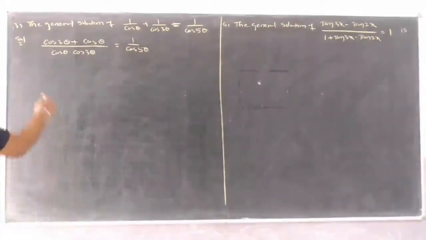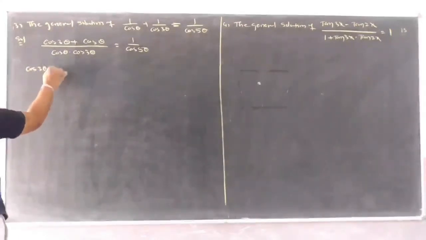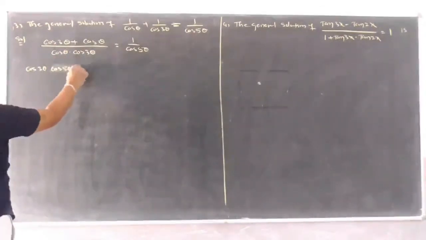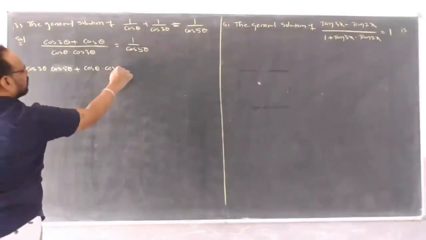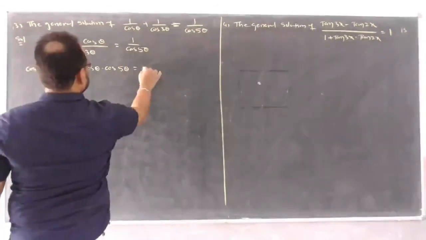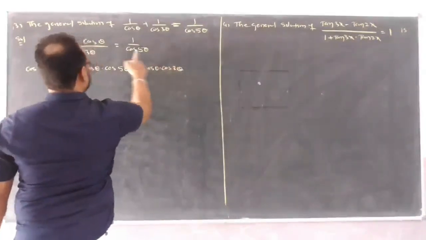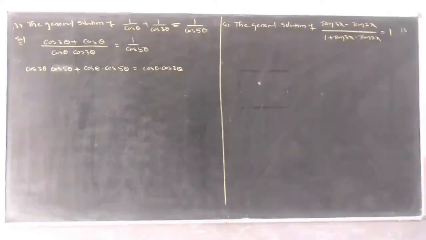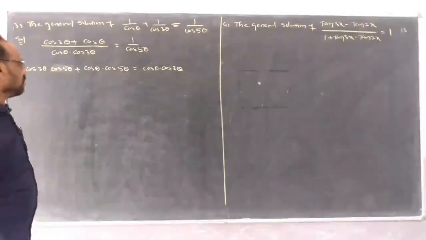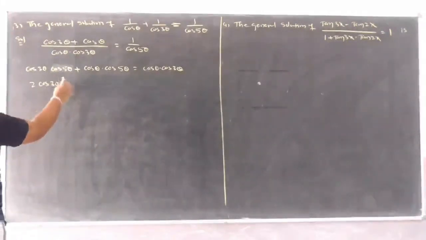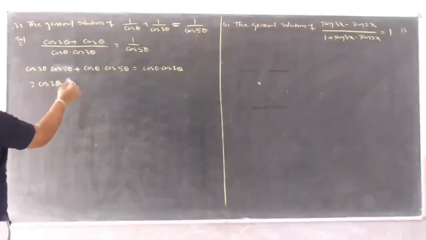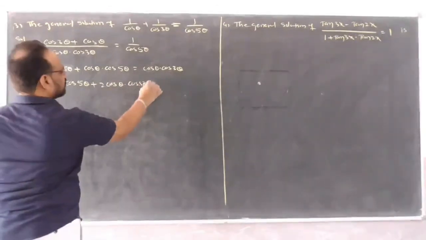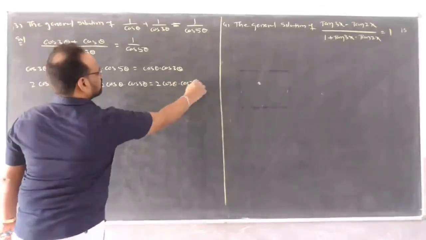If you do cross multiplication, we get cos 3 theta into cos 5 theta plus cos theta into cos 5 theta is equal to cos theta into cos 3 theta. Both sides multiply by 2, we get 2 cos 3 theta into cos 5 theta plus 2 cos theta into cos 5 theta is equal to 2 cos theta into cos 3 theta.